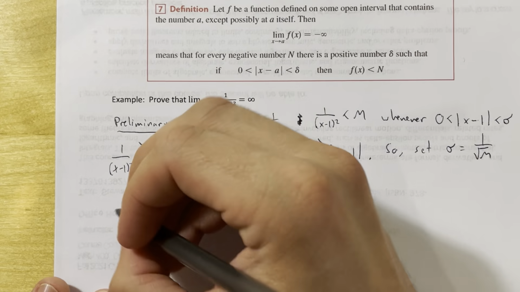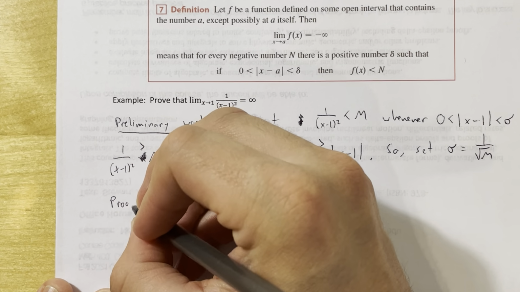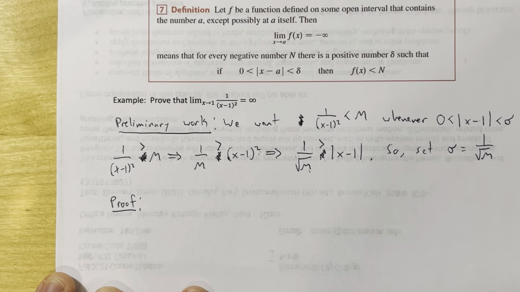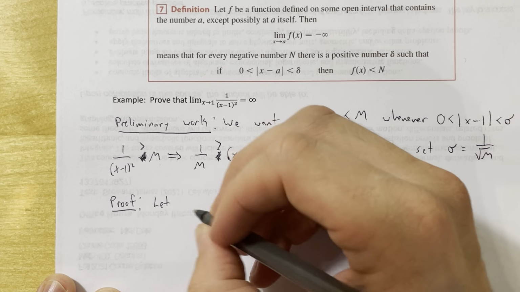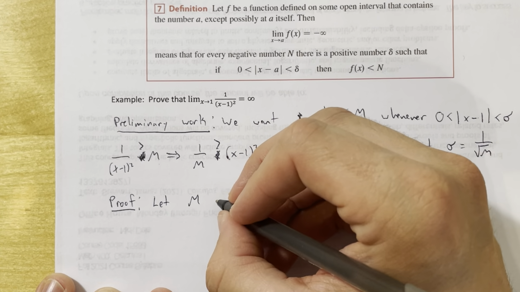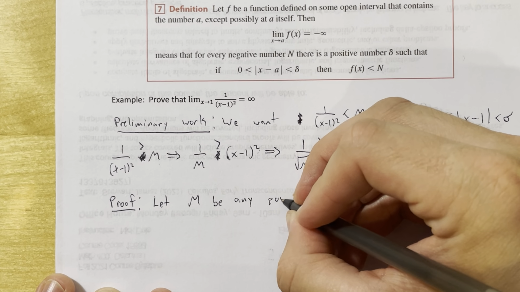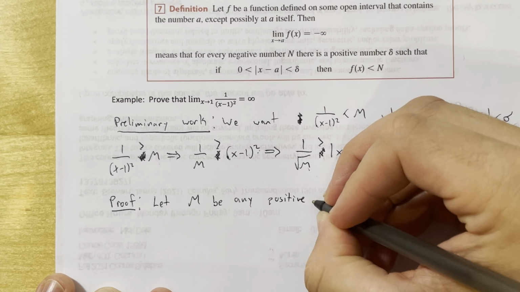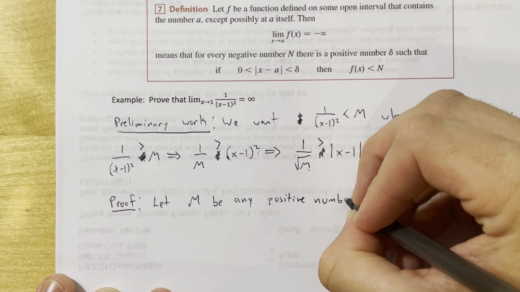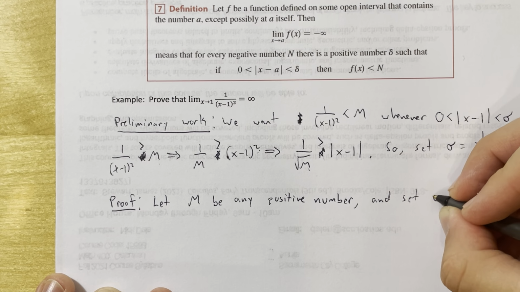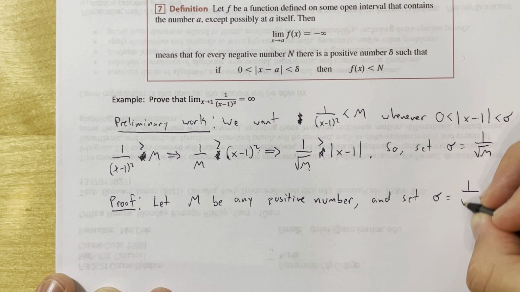So we're going to set delta equal to 1 over the square root of m. Now we can write up our proof. My preliminary work got a little bit sloppy there. Sorry about that. Here's our proof. Okay? Let m be any positive number, and set delta equal to 1 over the square root of m.